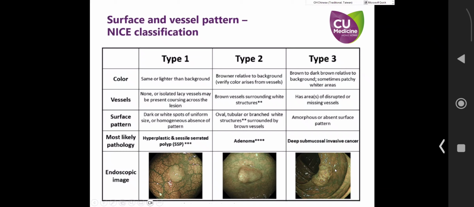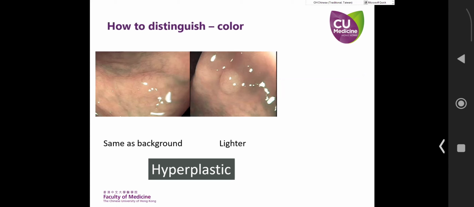And on your right, obviously you can see the whole thing is quite irregular and also with some central depression as well. But then the most important feature to determine is the surface pattern, whether this is destructed already. If a lesion has a destructed surface pattern, most of the time this is an invasive cancer. So this can help you to make a crude diagnosis. So just a quick illustration on how to make a quick diagnosis. Essentially the hyperplastic polyp will look nearly the same as the background mucosa.